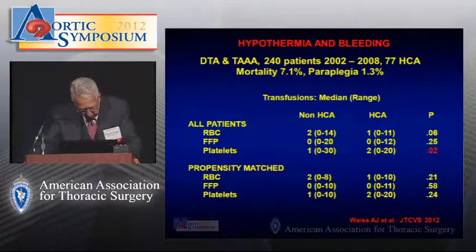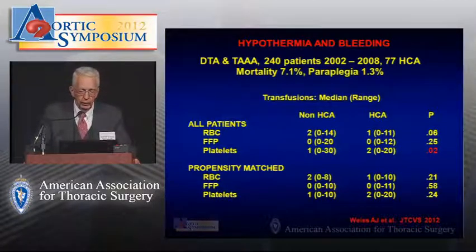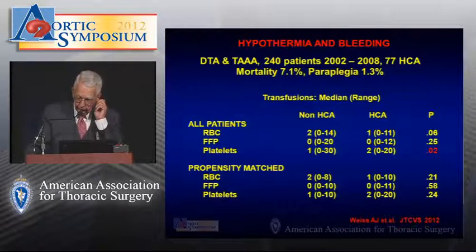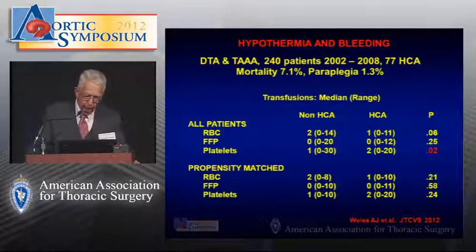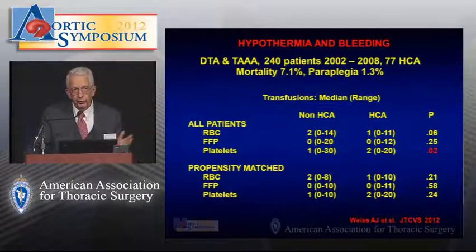We recently looked at a series of our own patients, and they're shown here, in which this was about 240 patients, 77 of whom had distal aortic surgery with hypothermic circulatory arrest. And when you compare all the HCA versus non-HCA patients, we do see a difference in the amount of platelets transfused. When the propensity matching is done in subsets of these patients, these differences disappear. So there may be some difference.